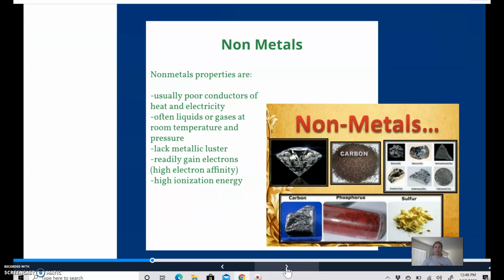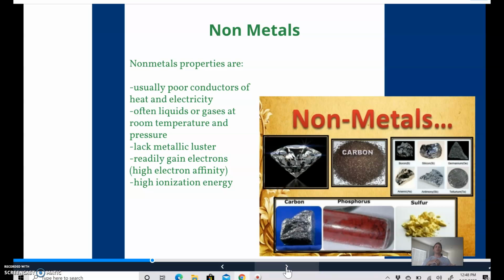Going into the final category, non-metals. Non-metals are poor conductors of electricity and heat. They're often liquids or gases at room temperature and pressure. They don't really have a whole lot of luster to them. Things like diamonds do have a glow to them, but it's when presented against the light. They don't have a shine in and of themselves. They don't reflect, they refract light.